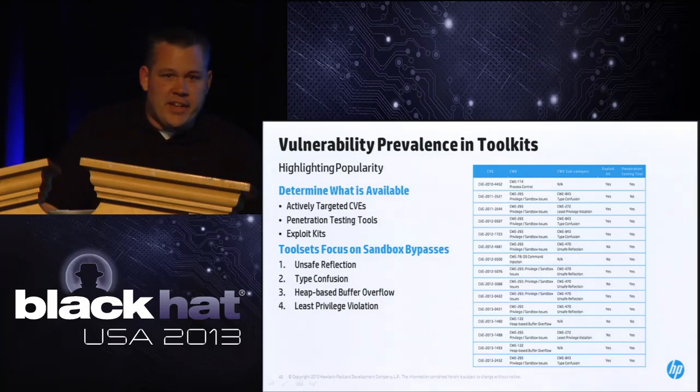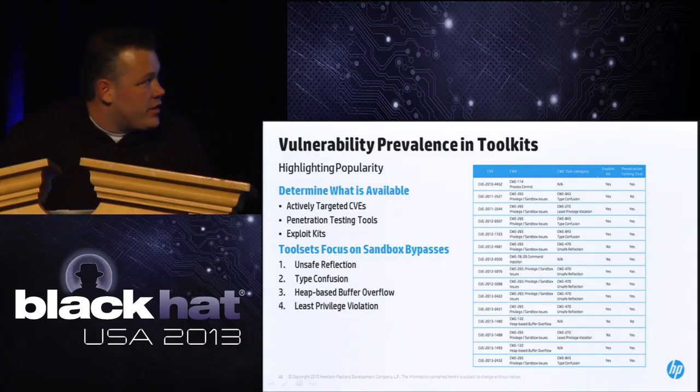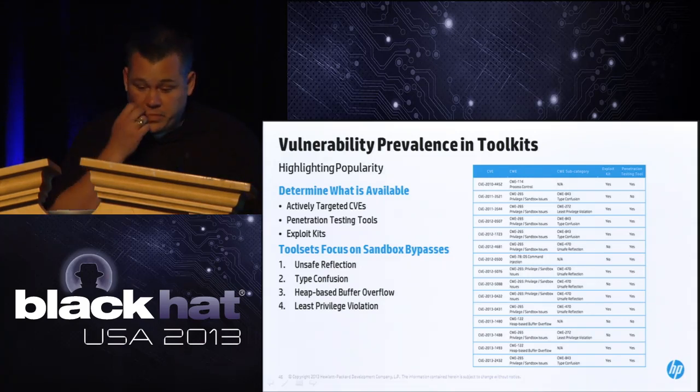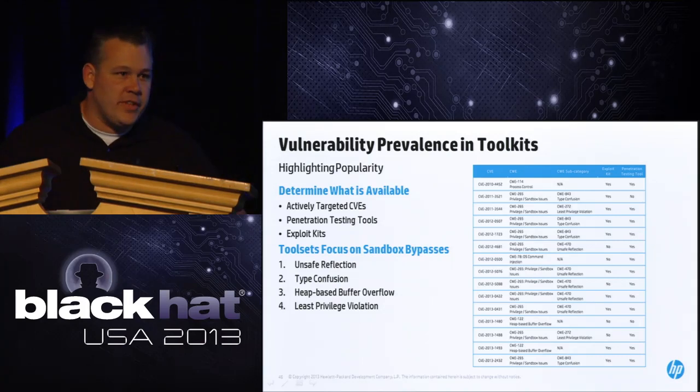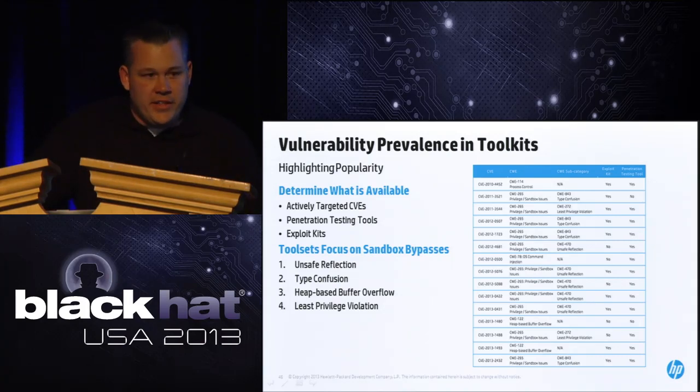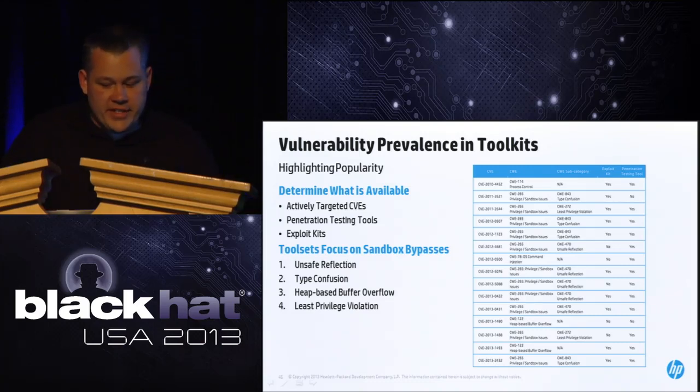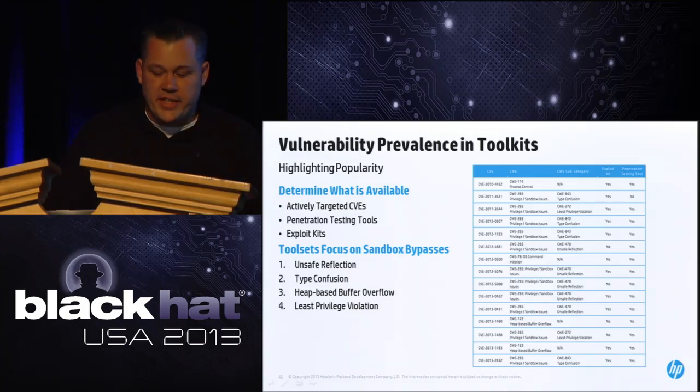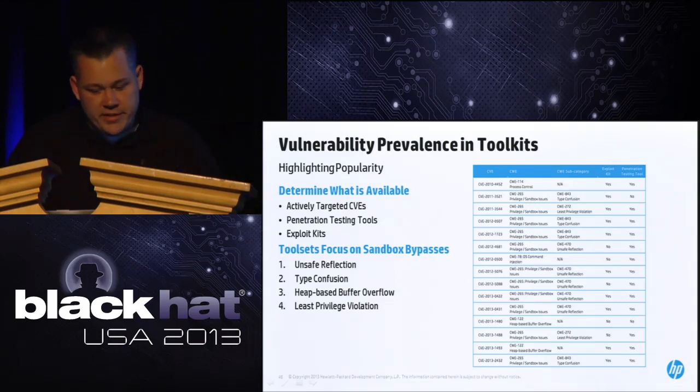But what we wanted to look at is what types of vulnerabilities are available to exploiters out there. So we took a sample of penetration testing tools and exploit kits that were out there, and came up with this table on the screen that you see right now. We looked at the types of vulnerabilities that they were actually including in the toolkits for use by people, and you see that the unsafe reflection vulnerability is the most popular type of vulnerability in the tool sets available to exploiters or penetration testers.